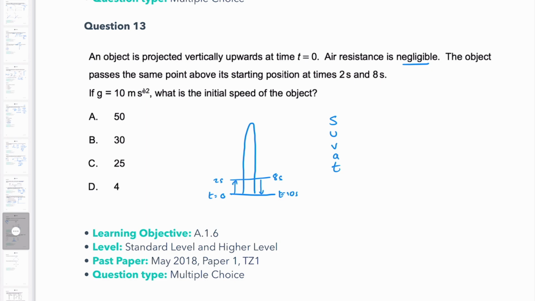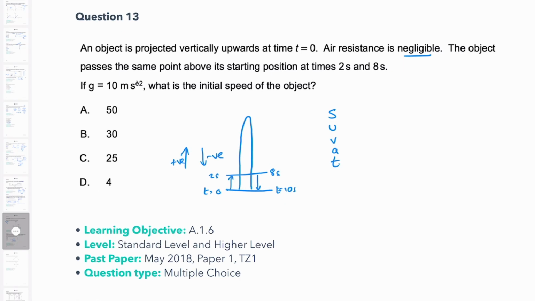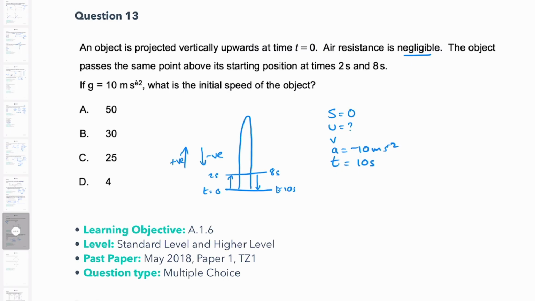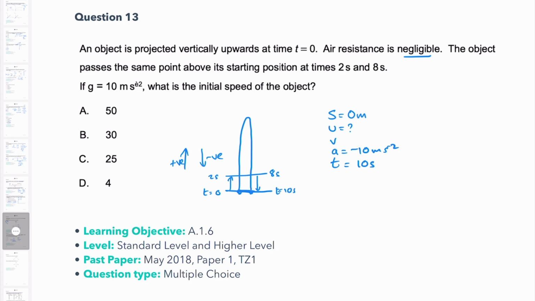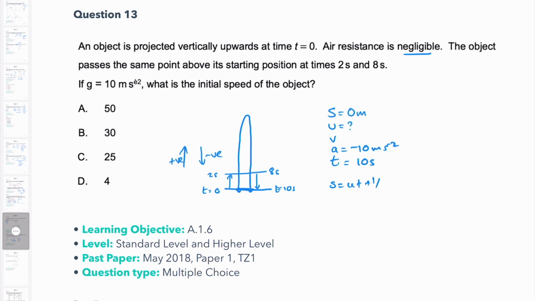Let's choose upwards as positive and downwards as negative. So anything acting upwards is positive, anything acting downwards is negative. Well, we know that gravity is working downwards, so that'll be minus 10. The time of the whole journey is 10 seconds. We want to know what the initial speed is, and we know that the vertical displacement is 0 meters because it's travelled all the way up and travelled all the way back down, but vertically it's gone nowhere. So let's use S equals ut plus a half at squared.